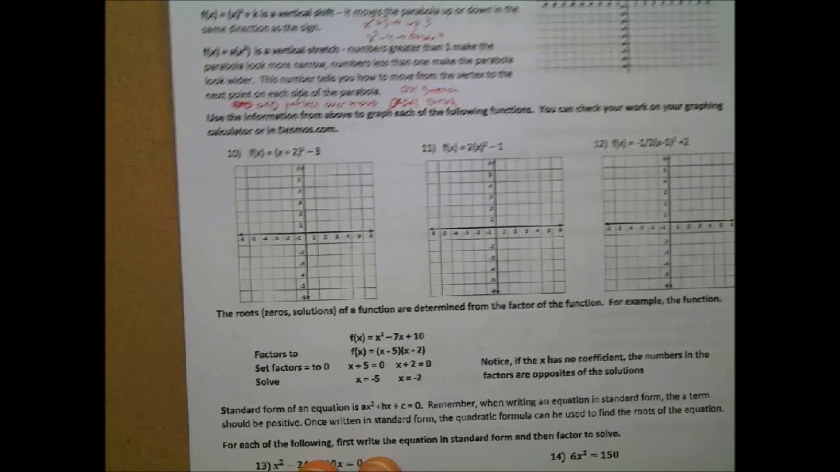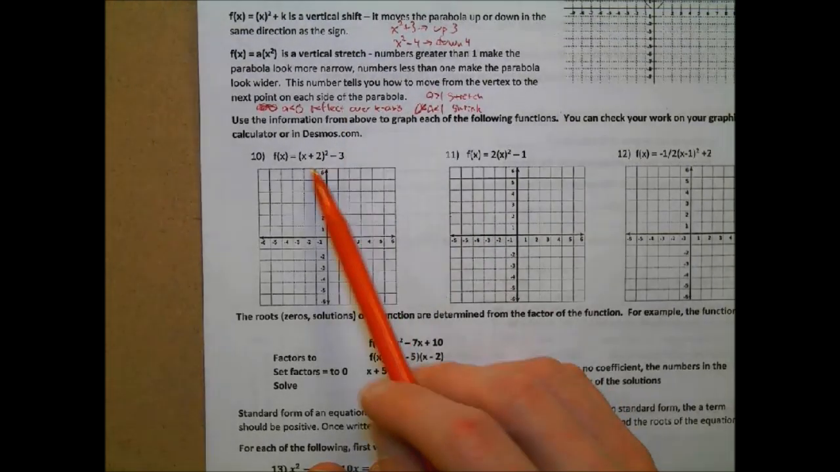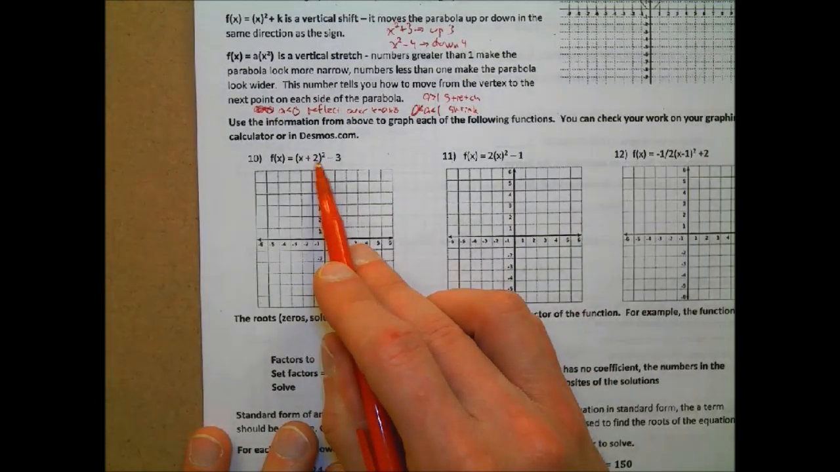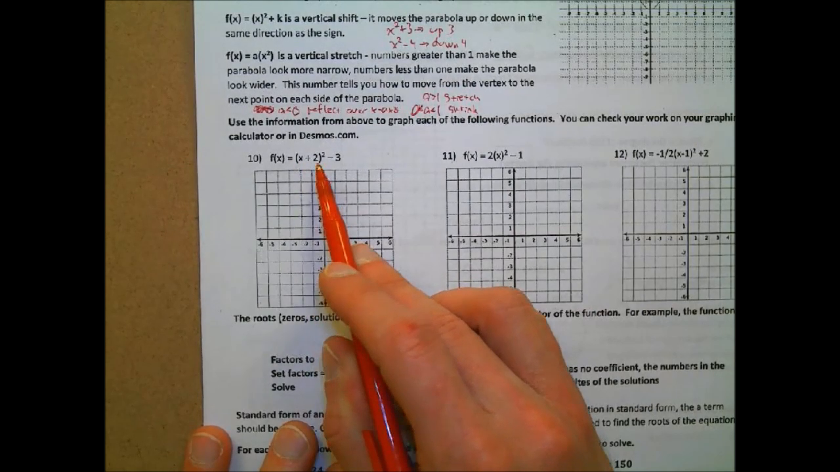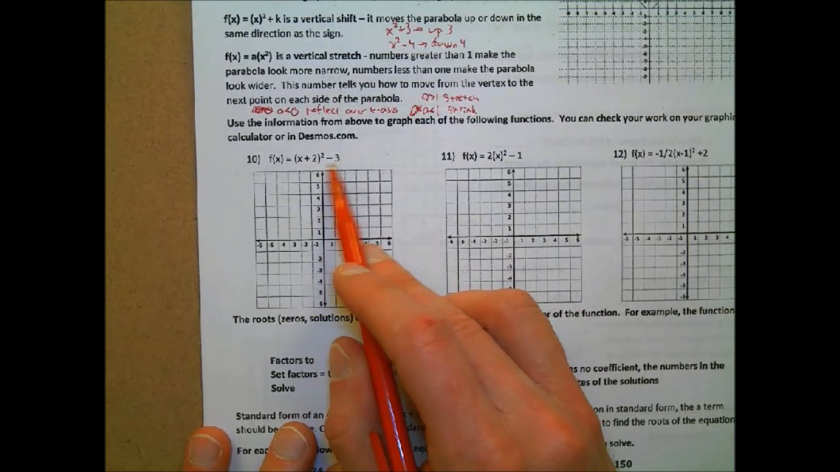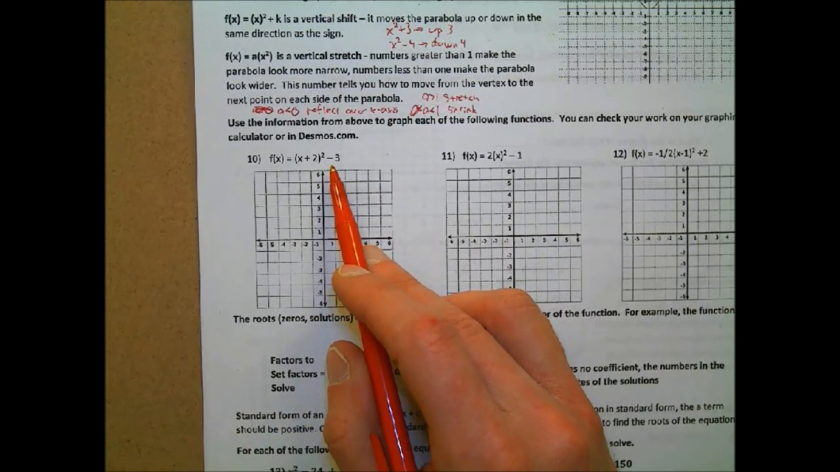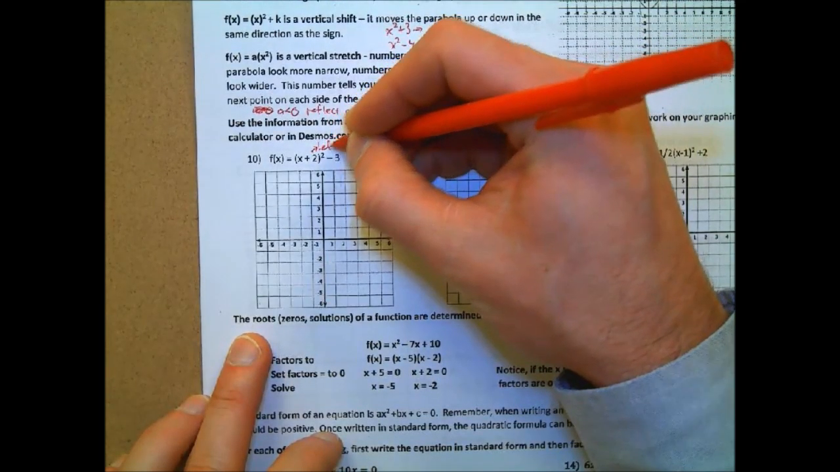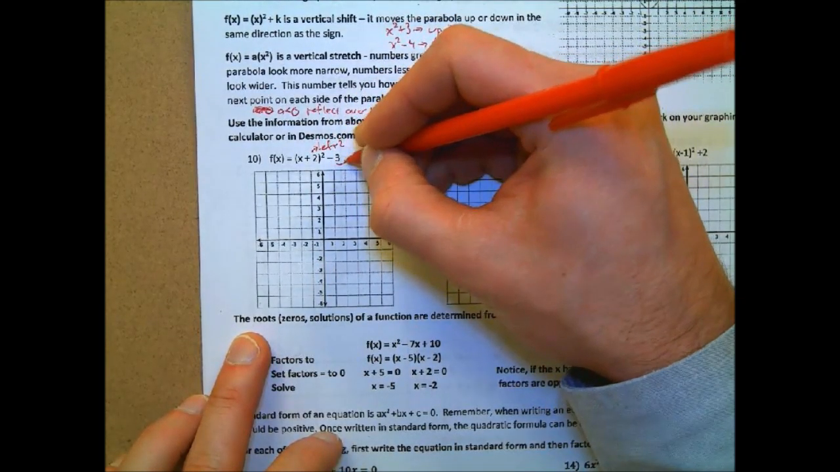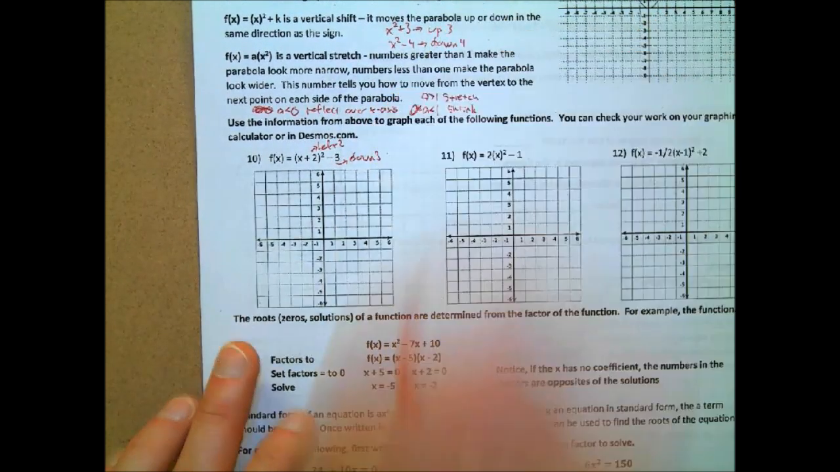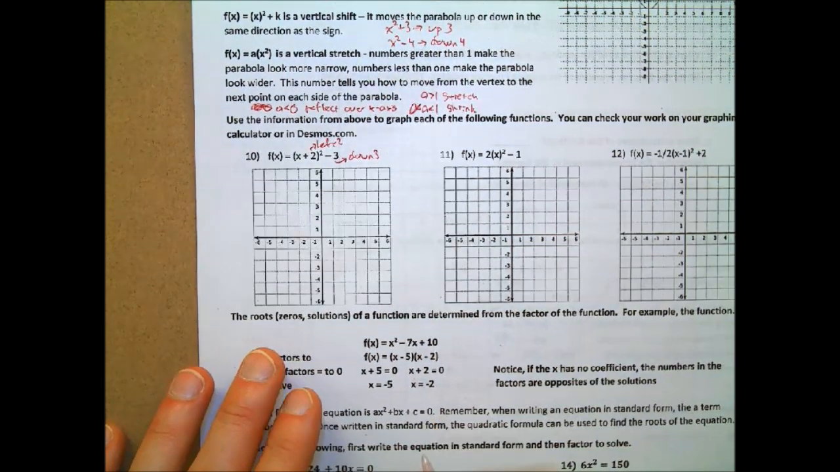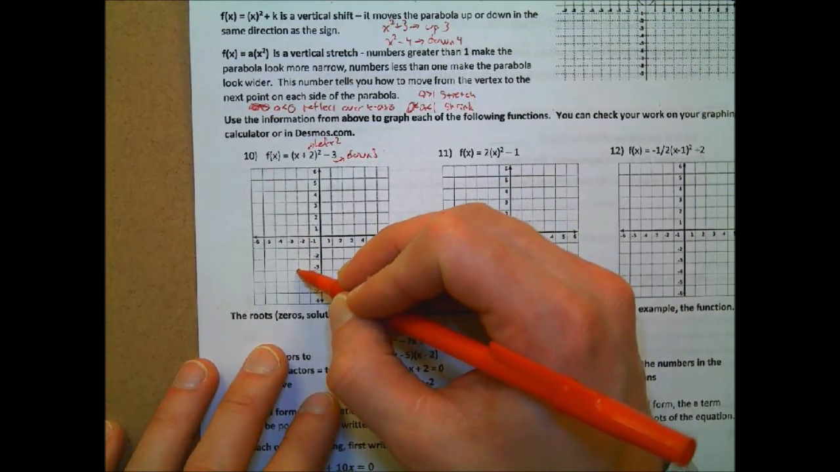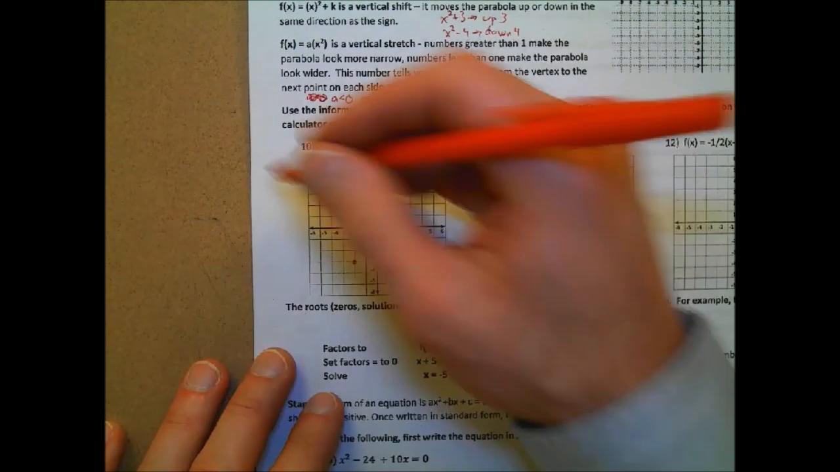Number 10. Frank, what kind of transformations do you see here at number 10? What's this plus 2 going to do? Left 2, and the minus 3? It is what you expect. Right. So this is going to be left 2, down 3. Normally we start at 0, 0. We're going to go left 1, 2, and down 1, 2, 3. There's our new vertex. Once you have that shift, you can create a little table.